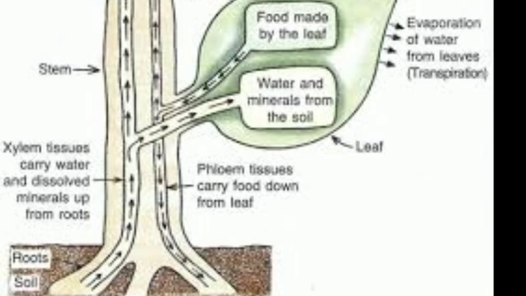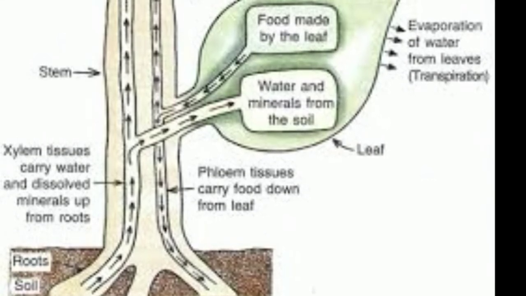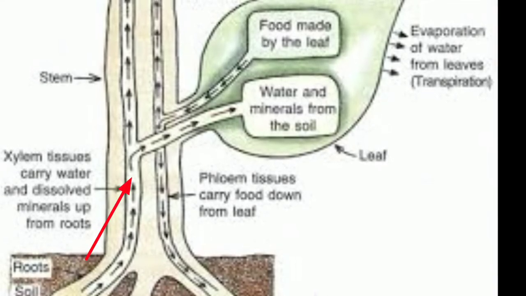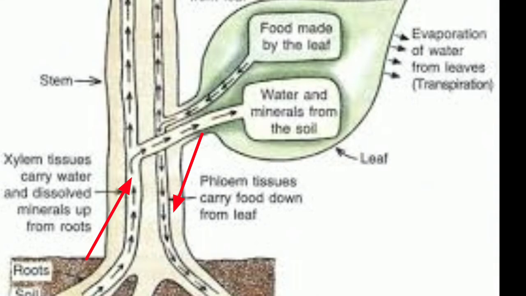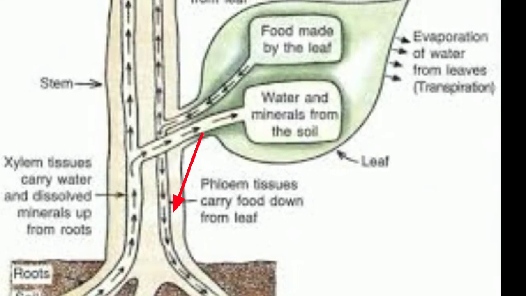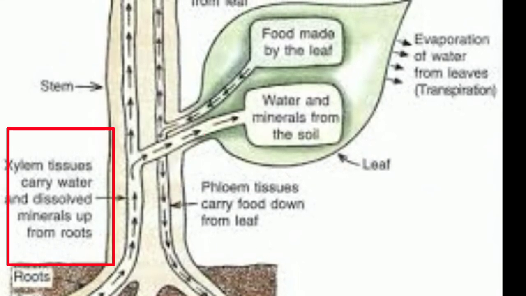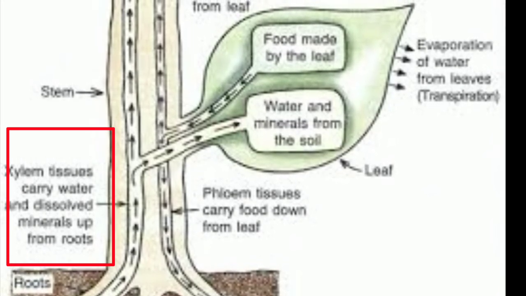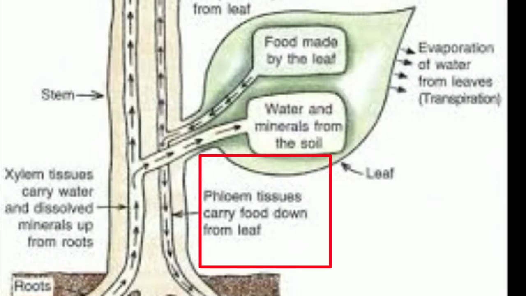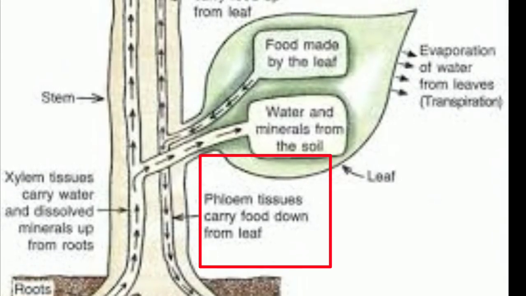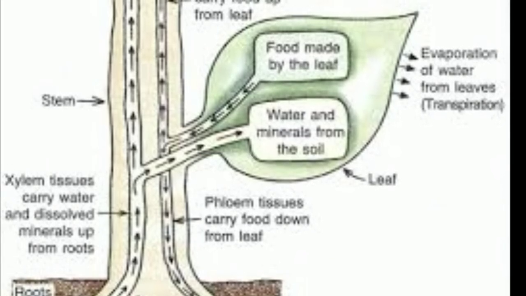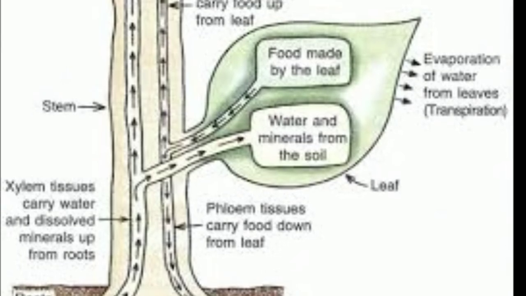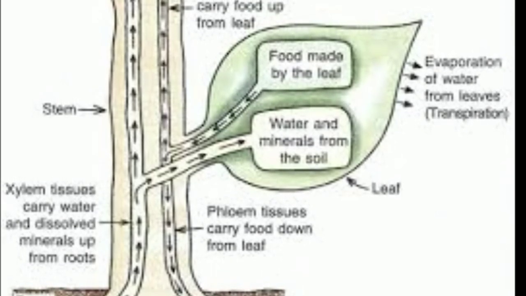In this diagram we can see there are two pipe-like structures present in the stem of the plant. One is moving from downward to upward and the second is moving from upward to downward. The first one is used to carry water and minerals from root to the leaves, and the second carries the food prepared by the leaves to the other parts of the plant. The vessel that carries water and minerals from root to the leaves is called xylem, and the vessel that carries prepared food from leaves to other parts of the plant is called phloem.